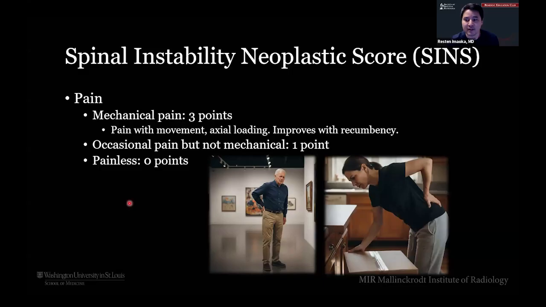Other ones are maybe like this woman, who's talking about how she feels a lot of pain when bending over to pick something up. Both of these are very common examples of pain due to axial loading, especially when it improves with recumbency. That's mechanical pain. That's 3 points. A lot of patients will have occasional pain, but not mechanical, and that's going to be primarily your oncologic pain. Remember, as that bone is eaten away by the tumor, you're going to have pain from that too.